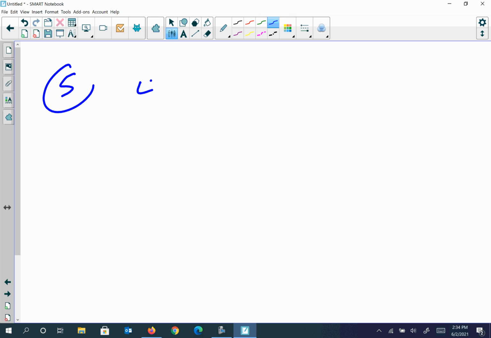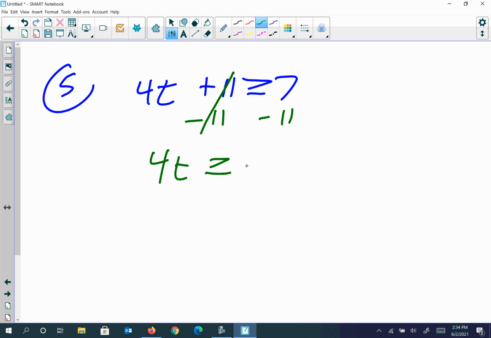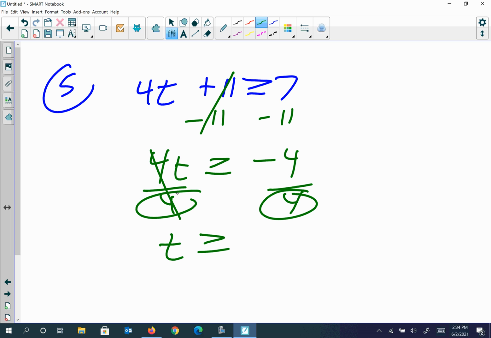Number 5, we have 4t plus 11 is greater than or equal to 7. So let's subtract 11 from both sides. Those cancel. 4t is greater than or equal to, oh, is that going to be negative 4? Divide each side by positive 4. We do not flip the signs because this was not negative when we divided it. So I get negative 1.